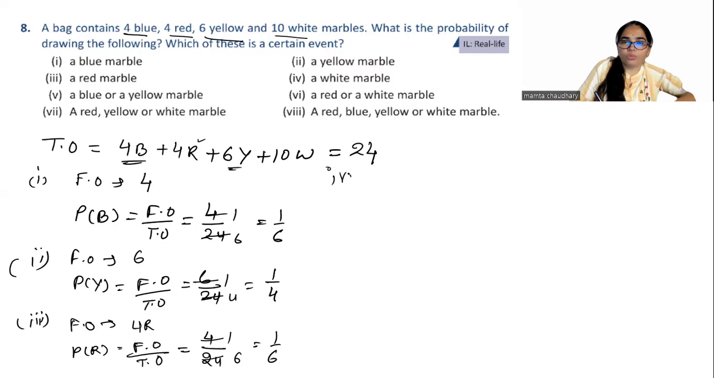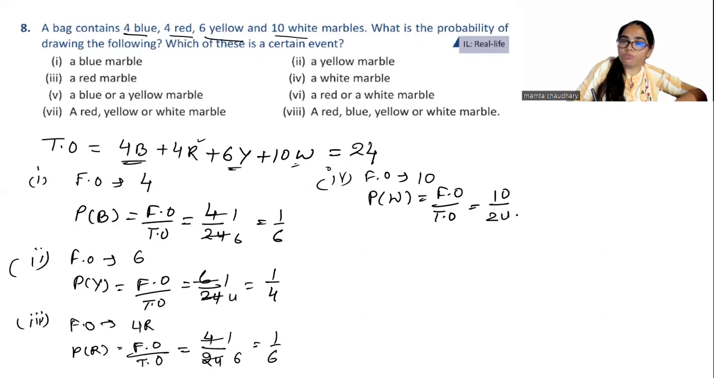Now fourth bit, a white marble. We need to find a white marble. Favorable outcomes for a white marble: there are total 10 white marbles. So probability of a white marble is favorable outcomes upon total outcomes. Favorable is 10, total is 24. It can be further simplified with 2: 2 5s are 10, 2 12s are 24. So 5 by 12 is the probability of getting a white marble.